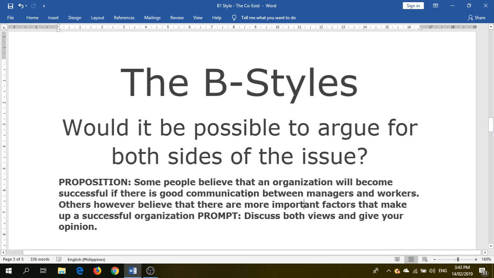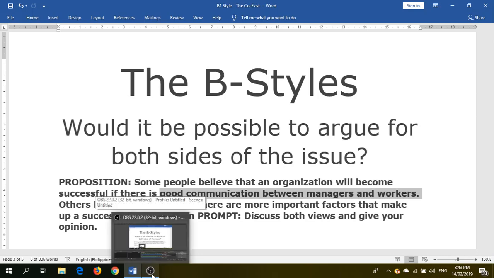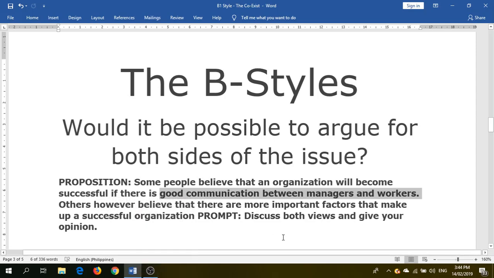And it so happens that the writer did recognize that this question can actually be answered by using the B1 style, the subject of today's lesson. So what the writer did is expound on the value of good communication between managers and workers in the first body paragraph. This is explicitly stated in the question prompt. So the writer did not forget the cardinal rule, which states that everything that's in the question prompt should be duly expounded, expanded, explained, and elaborated in the essay.